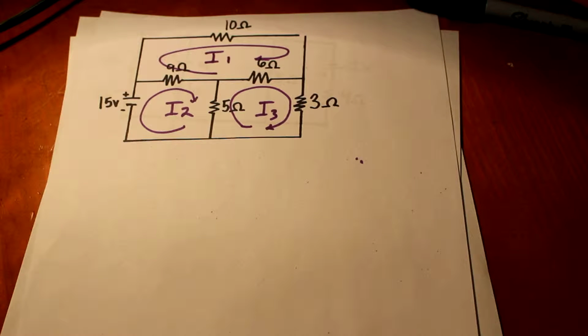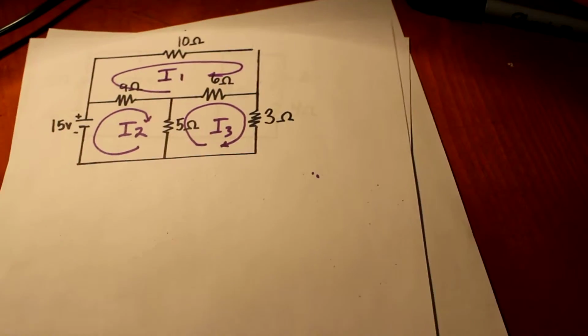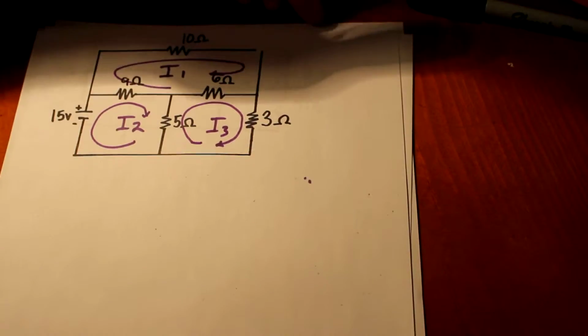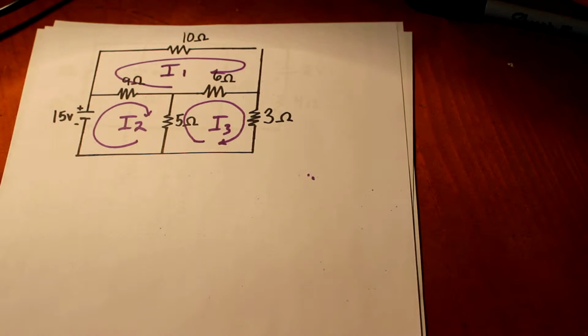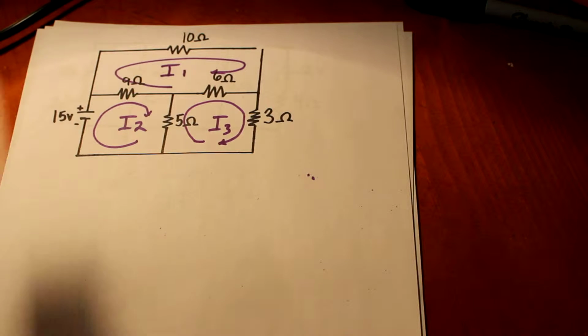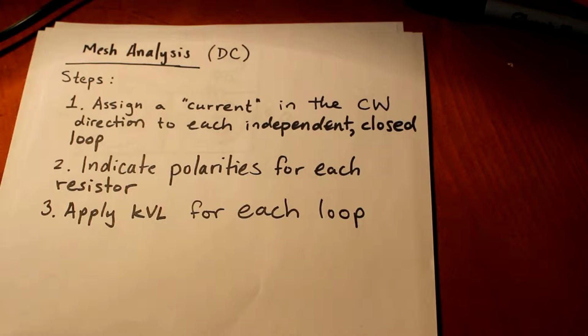Hello and welcome back. We have a 3-loop mesh problem, something that's a little bit different from the last one. Hopefully you understood the last problem that I showed and have a good grasp on the 3 steps that I mentioned. If I can find them, I don't know where I put them. Here they are. Just another quick look if you need them.